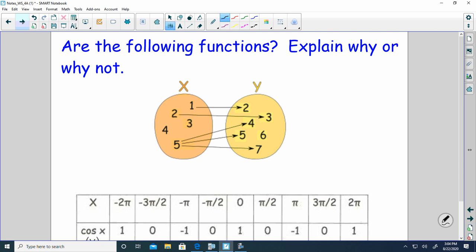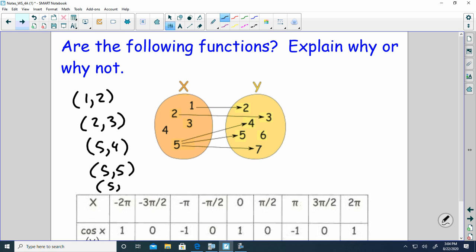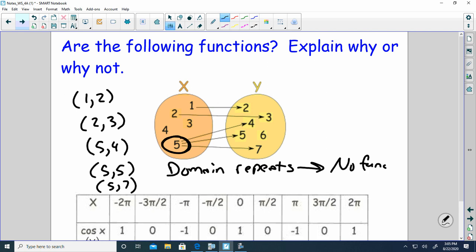So this would have given me the point (1, 2), and then (2, 3), and then (5, 4), (5, 5), and (5, 7). Because this 5 here is repeating, that means the domain repeats. The domain repeats, so no function, but it's still a relation.